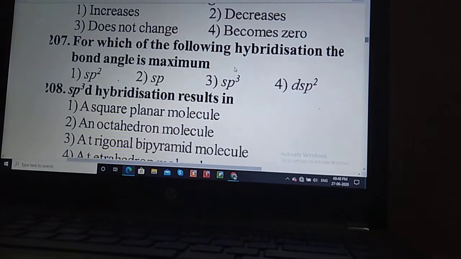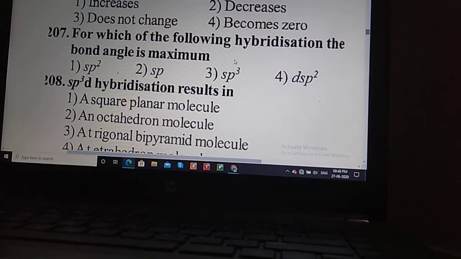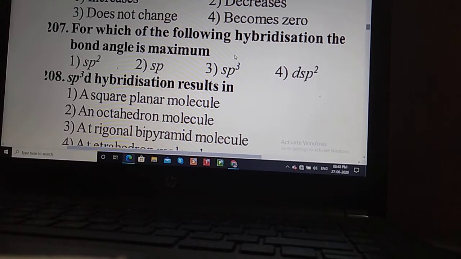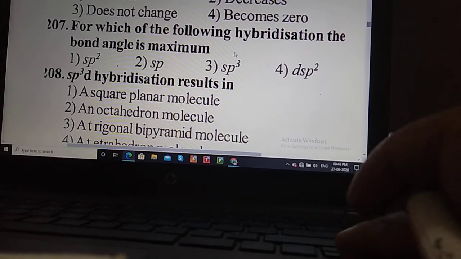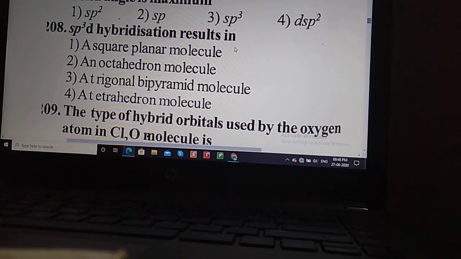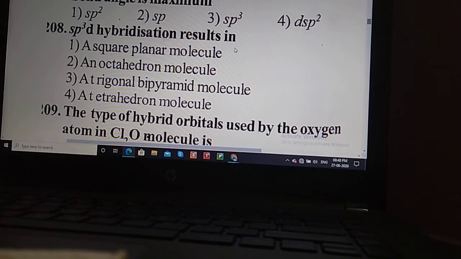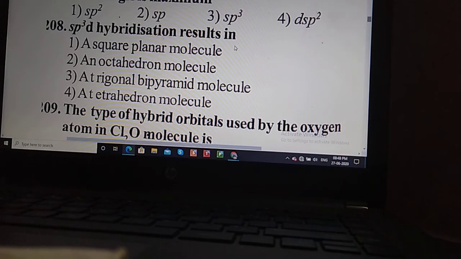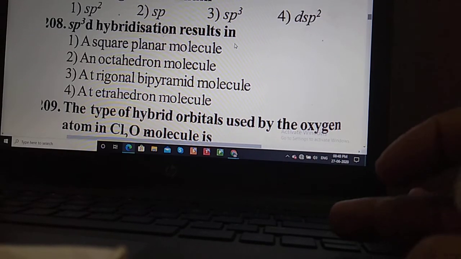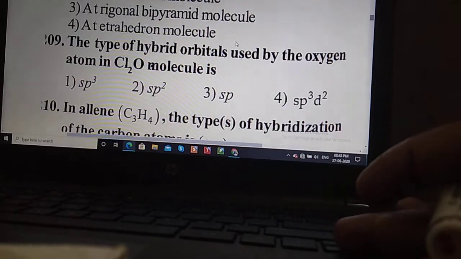Now come to the next question, student, 208. sp3 hybridization results in square pyramidal? No. Octahedral? No. Trigonal bipyramidal? No. A tetrahedral molecule. So sp3 hybridization, we know, student, results in a tetrahedral structure. So the correct option is option number 4, student. No need for discussion, you can watch the lecture itself. Okay, now question number 109.